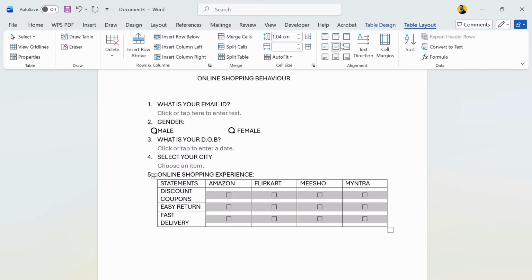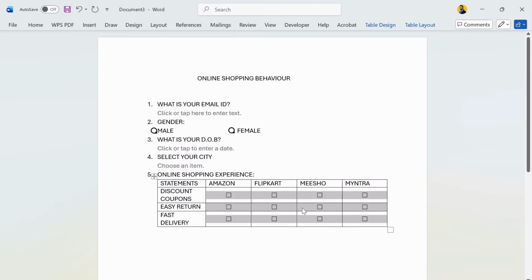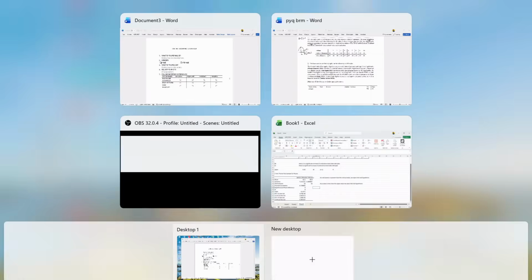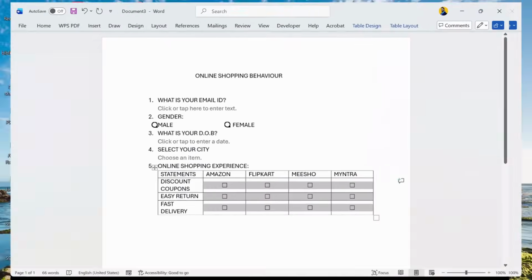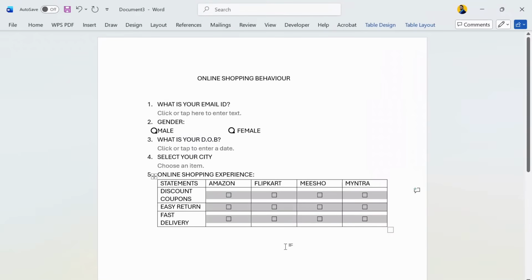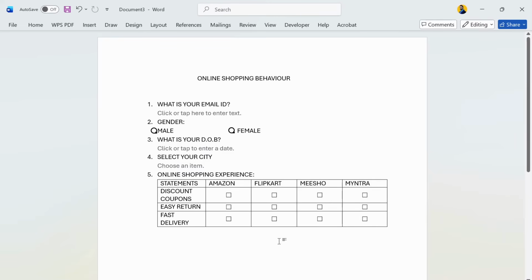So I will click here in the alignment part. We will click as per our requirement. So I have taken this one. So this is again what we basically have in our final questionnaire part. Now we will go with the sixth question, right?